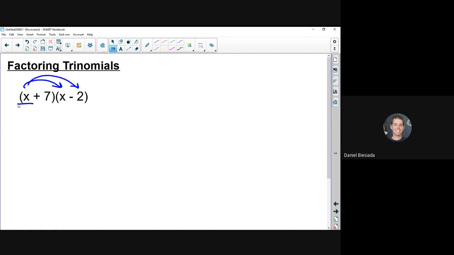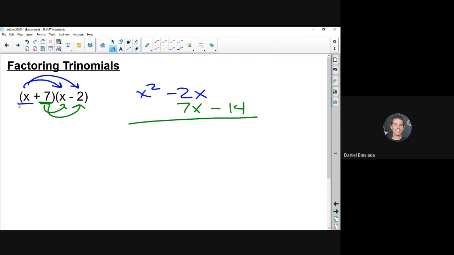So if I distribute that x first, that gives me x squared minus 2x. I would then distribute the 7, and if I distributed that, I would get 7x minus 14, 7 times 2 being 14. When I then combine my terms, I end up with x squared plus 5x minus 14, which is a trinomial.